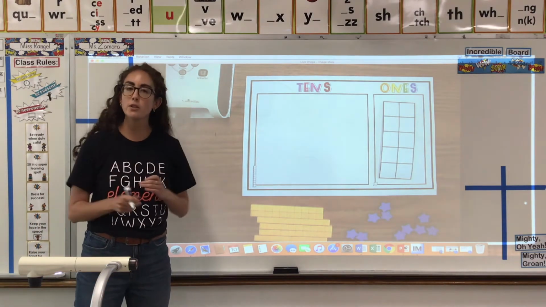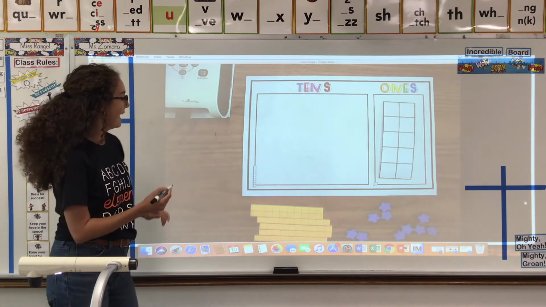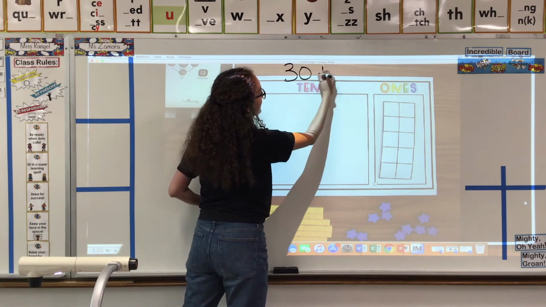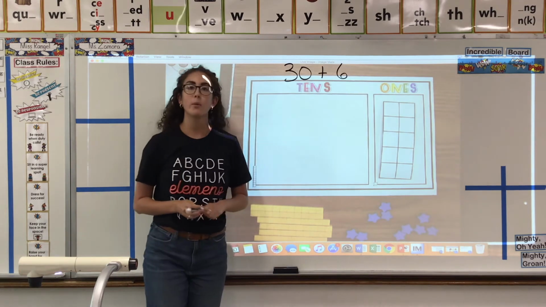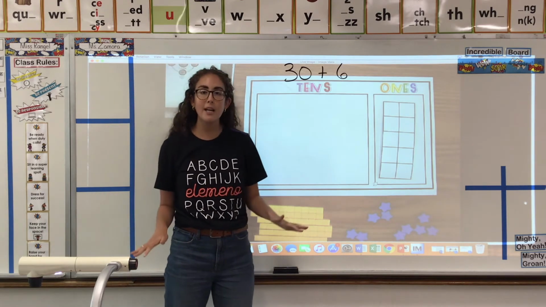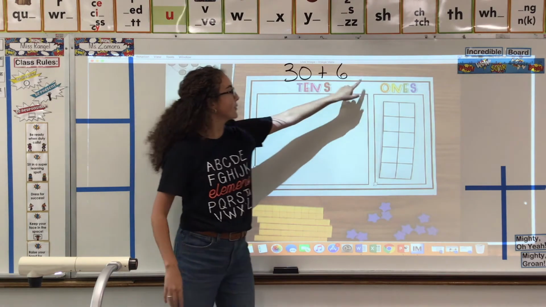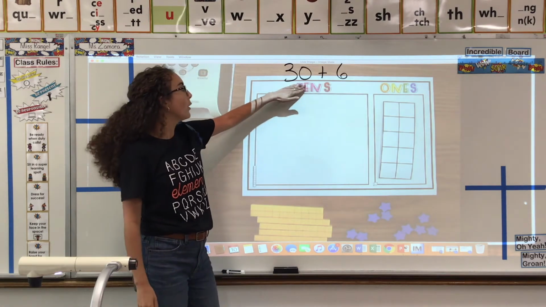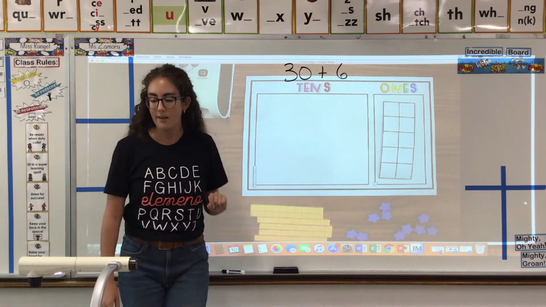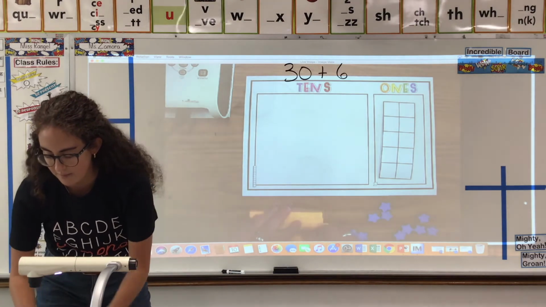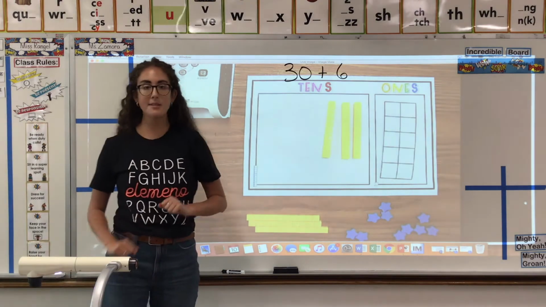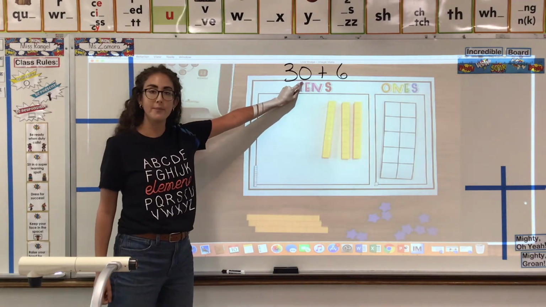And the first question we are going to work with is, where should I write it? Up top. 30 plus 6. We're going to work with 30 plus 6. So, if we're reading our addition sentence from left to right, we need to start with 30. So can you show me 30 or 3 tens on your place value chart? Let's see. 30. Awesome. We have the number 30.